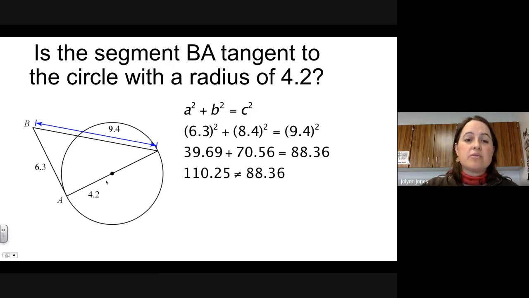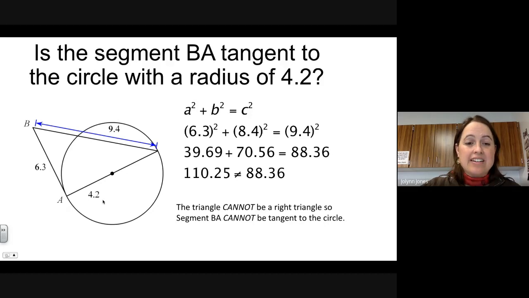So if the radius is 4.2, that means that that whole diameter is going to be 8.4. And 8.4 squared is 70.56. So we add those two together, and they do not equal 9.4 squared. So because they are not equal, this means that they cannot be a right triangle, and that means that that segment cannot be tangent to the circle.